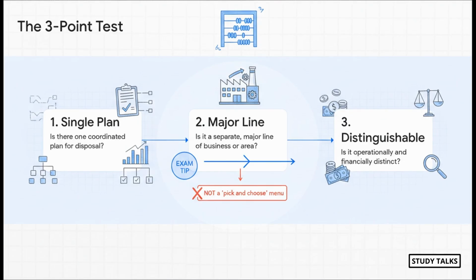All right, here they are, the 3 pillars of AS24. Number 1, is there a single coordinated plan? Number 2, is it a separate major line of business or a major geographical area? And number 3, can you actually distinguish it operationally and financially? Now listen up, because this is the most important rule here. This is not a buffet where you can pick and choose what you like. It's an all or nothing deal. You have to meet all 3 conditions. Not 1, not 2, but all 3. If even 1 is missing, it's not a discontinuing operation. Got it? Okay, let's dive into each one.